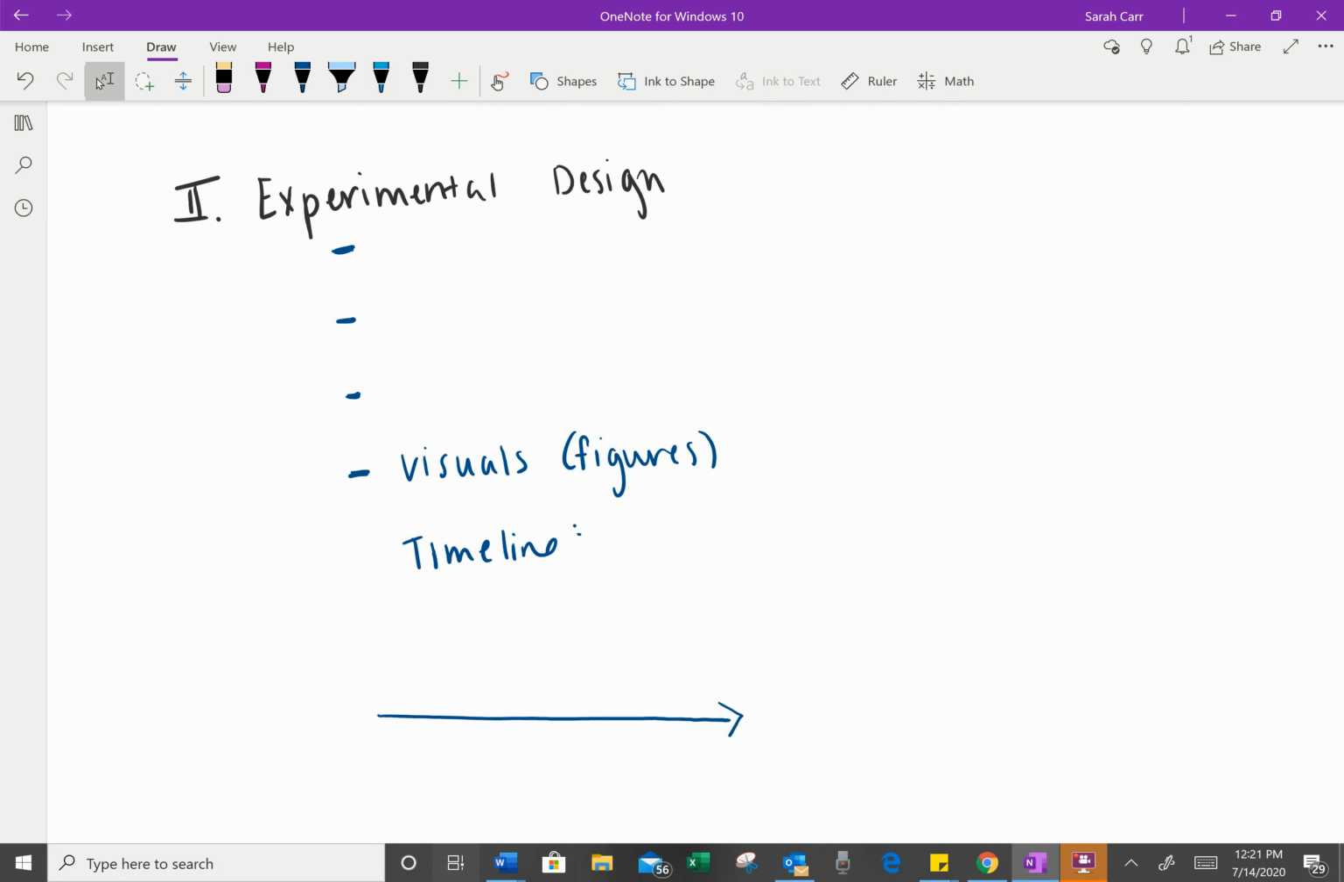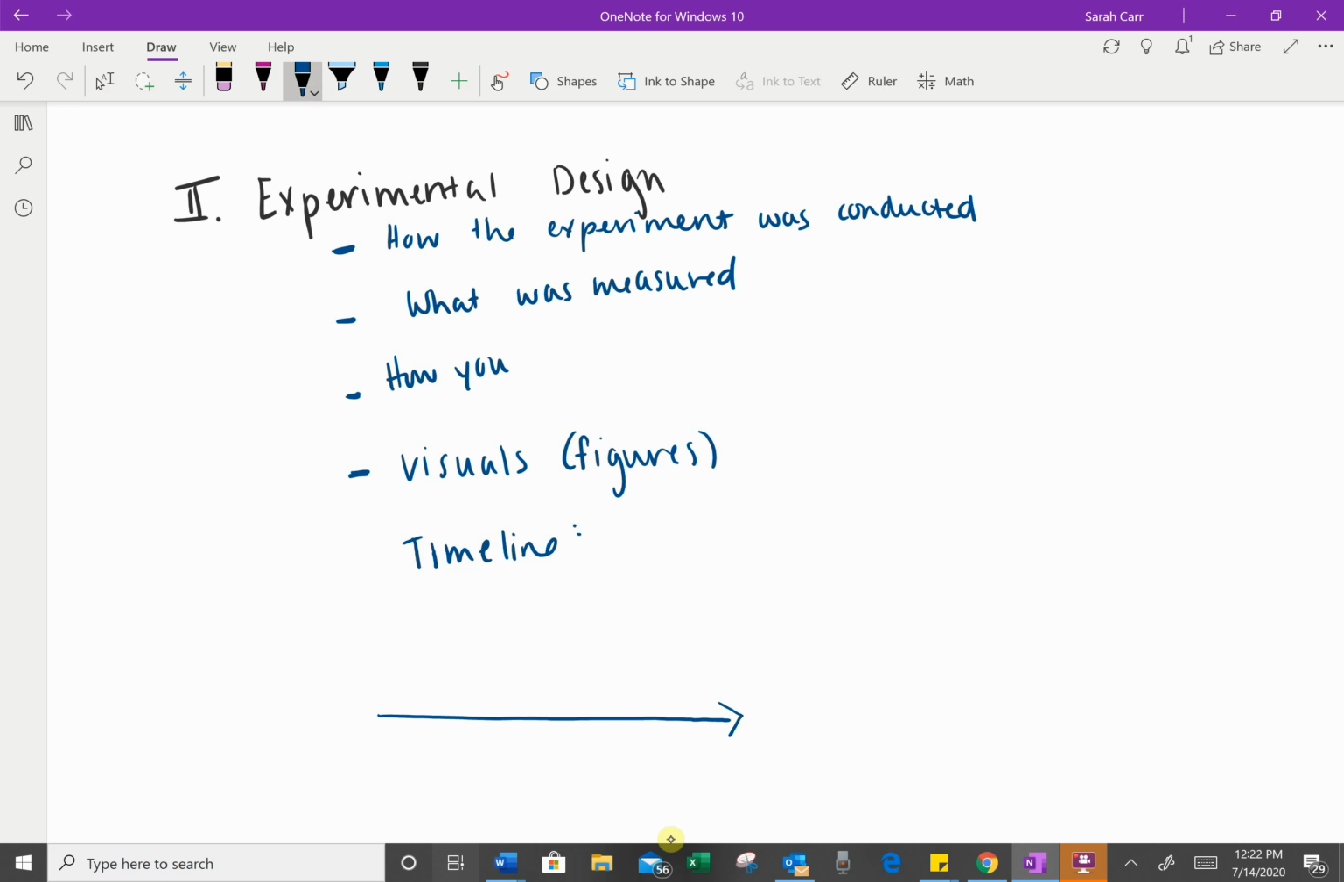The next major section is your experimental design section. This section basically just says how the experiment was conducted. You will state specifically what was measured and how you measured it. And you can even state when you measured it.